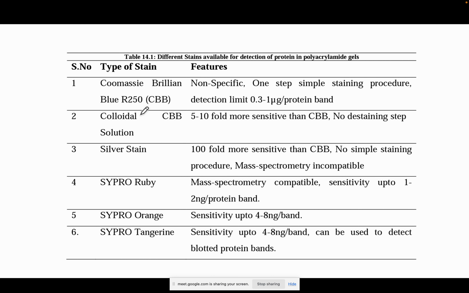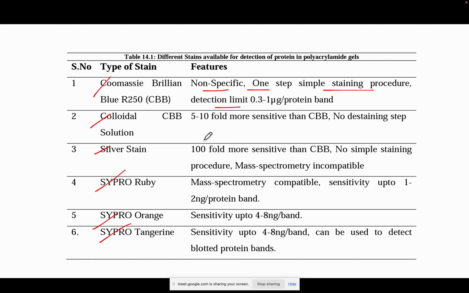So these are some different stains available for detection of proteins in polyacrylamide gels. One is Coomassie Brilliant Blue, CBB, colloidal solution, silver stain, SYPRO Ruby, SYPRO Orange, SYPRO Tangerine. CBB is a non-specific, one-step simple staining procedure. Non-specific means CBB binds to any protein. If you have protein in your gel, it will bind to the protein.